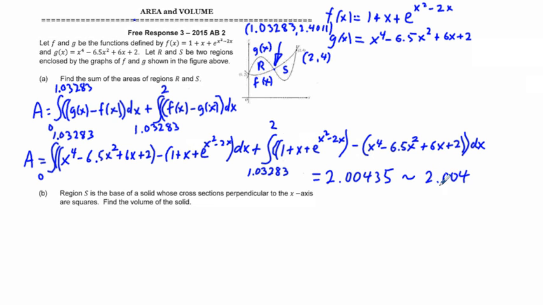All right, next, part B. Region S is the base of a solid whose cross sections perpendicular to the x-axis are squares. Find the volume of the solid. So here we are up at S, and I'm going to go ahead and just sketch that in. We're going to have squares coming out here, perpendicular, and so we have bigger squares, littler squares as we go on, and so you're going to have a three-dimensional shape built from these cross sections compiling upon each other there.